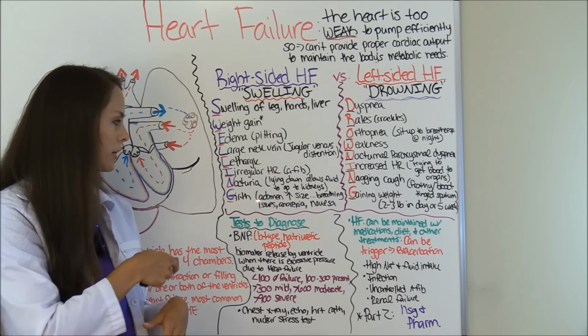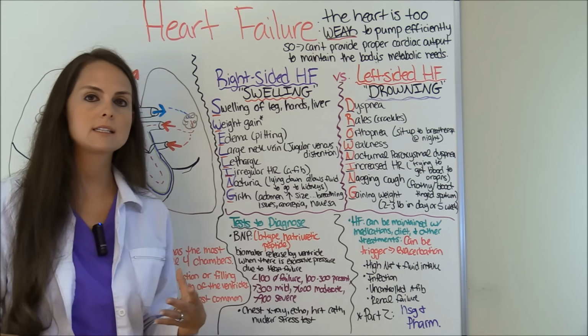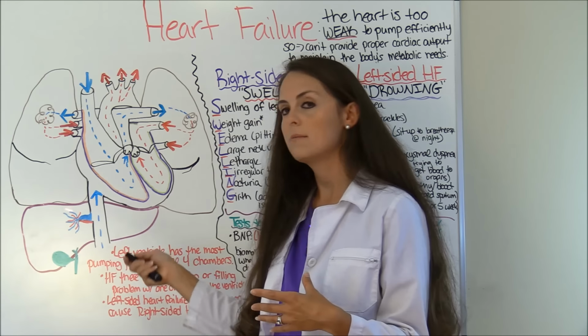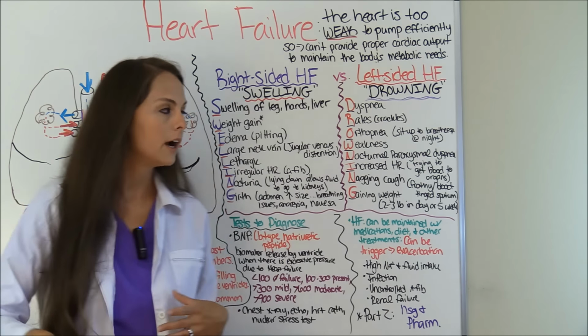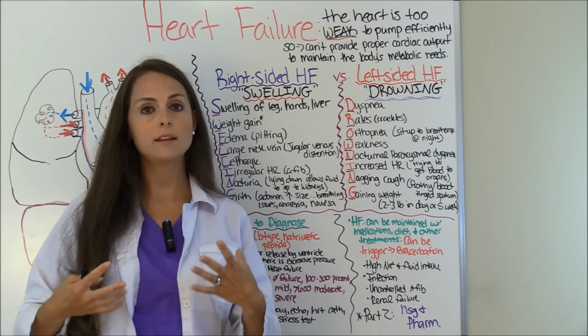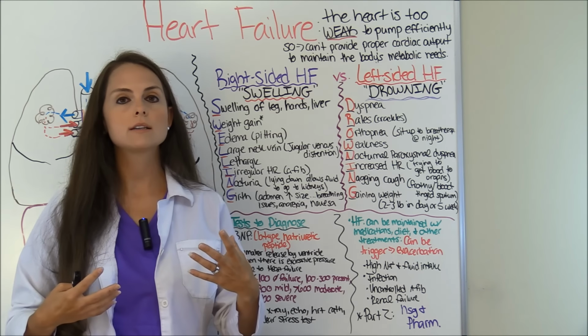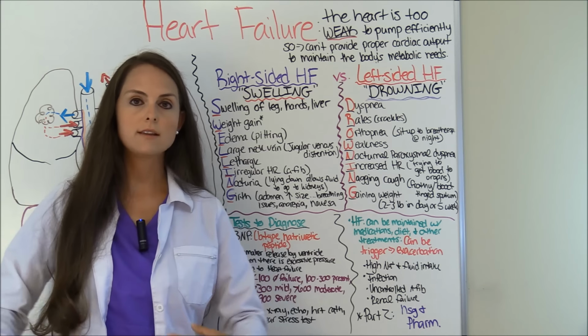And G for girth, the abdominal girth of their belly can be increased, and this is because, remember, of the hepatomegaly, where all this congested fluid is going to the liver. So they can have that. Whenever they have this big belly of extra fluid, it can cause them not to breathe very well. They'll have difficulty breathing because it's pushing on those lungs.